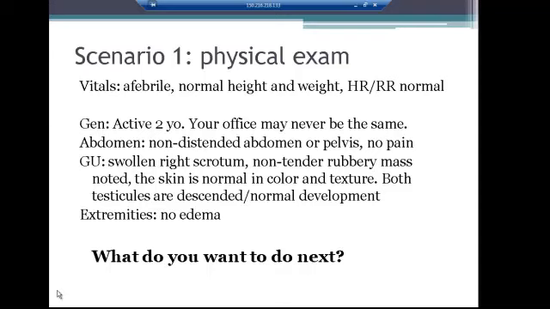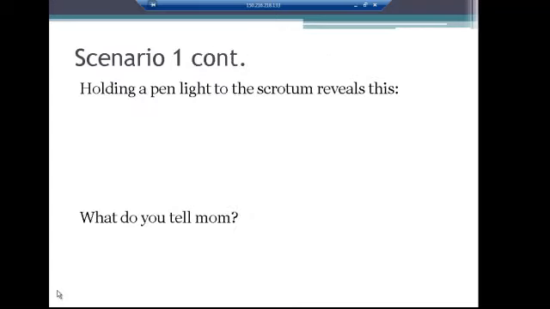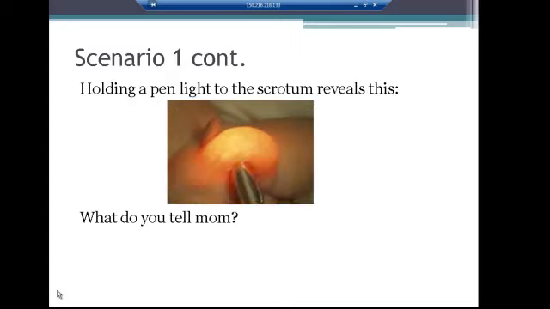At this point, at his age, with no pain and no history of trauma to the scrotum, I'm really thinking that it's probably just a hydrocele, and so I think I would like to do some transillumination, okay? Holding a pen light to the scrotum reveals this. Alright, so that is transillumination, okay? And what do you tell Mom at this point, okay?